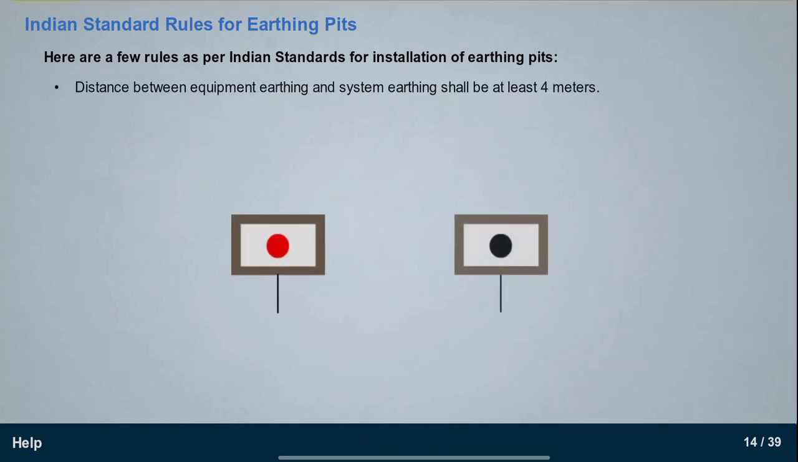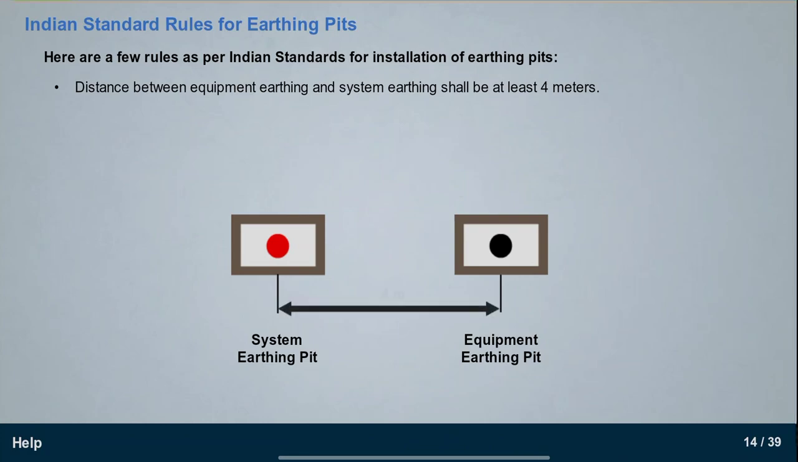The distance between equipment earthing pit and system earthing pit shall be at least 4 meters. As you can see here, this image shows two different earthing pits, the red one being a system earthing pit and the black one an equipment earthing pit. If different pits are required in the same location, then they should be installed 4 meters apart from each other.